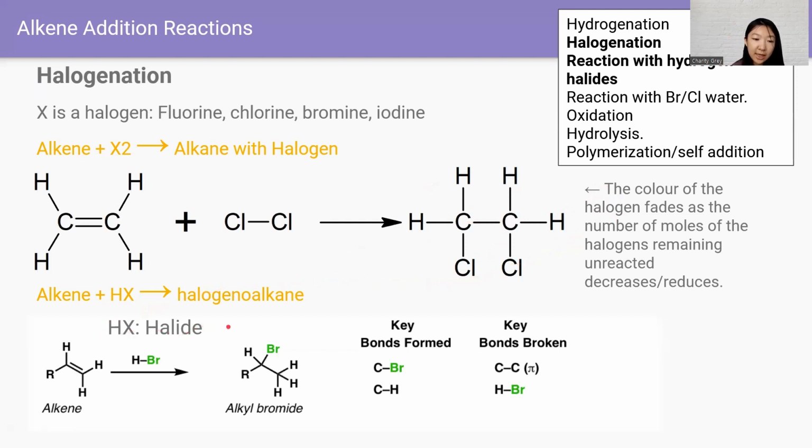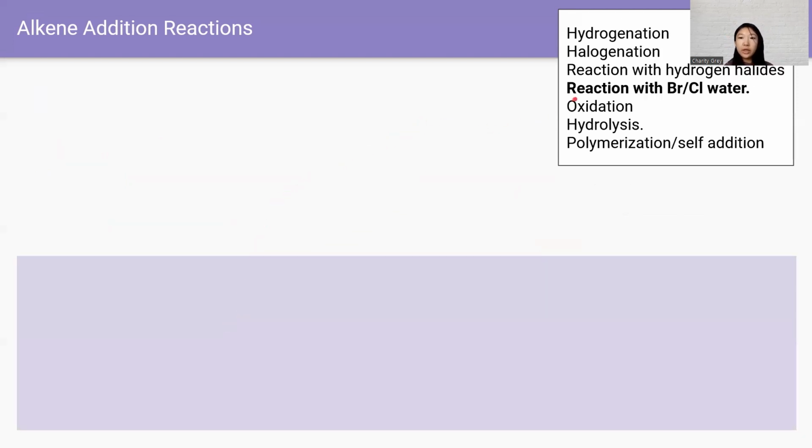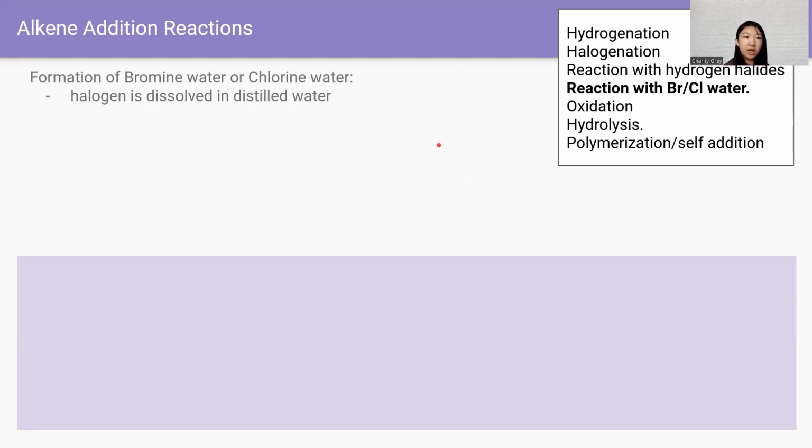So HX is the halide. Now we're going to take a look at a reaction with bromine water or chlorine water. So what is bromine water or chlorine water? First of all, bromine water is a halogen dissolved in distilled water, and chlorine water is chlorine dissolved in distilled water.